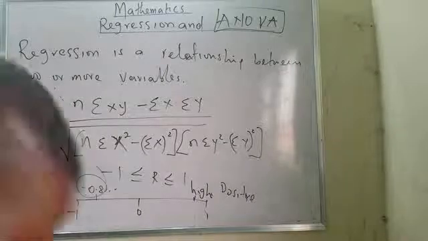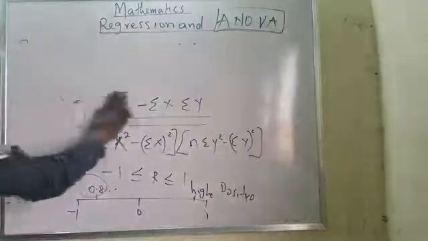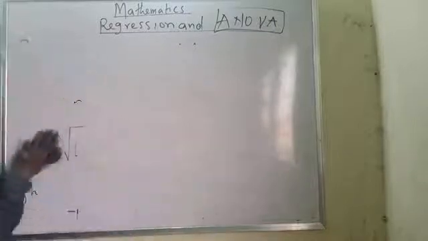Now, after we have done that and you know the relationship, the next thing we need to know is what is called our R square.